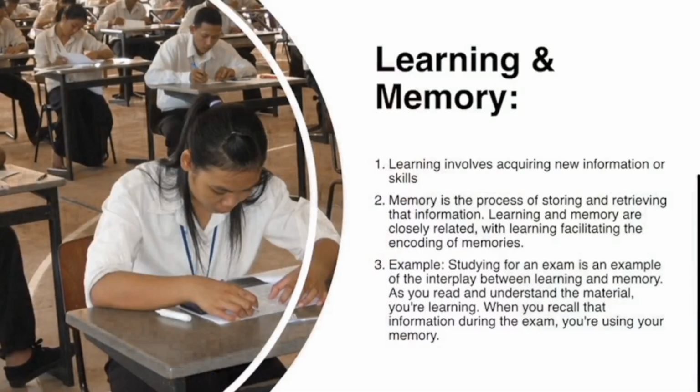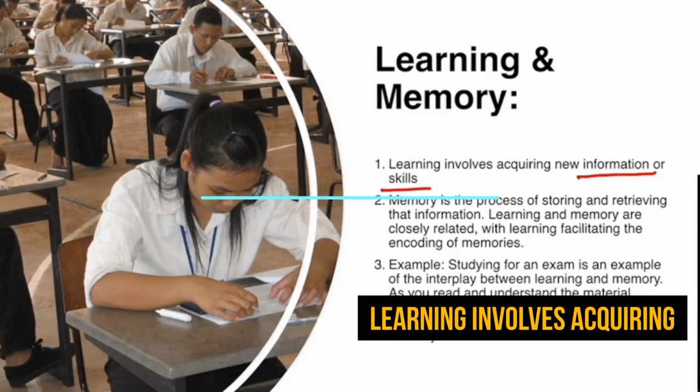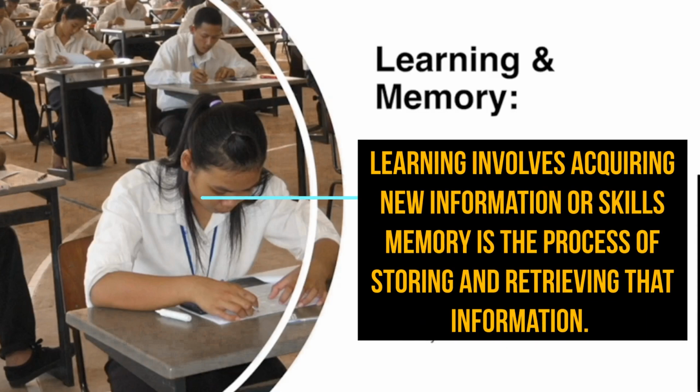Learning and memory are interrelated. You learn or acquire new information or skills. So that is the learning. Learning a textbook, learning to do some procedures, learning to examine a patient, all these are parts of learning. So it is either acquiring information or learning some skills. And what is memory? Memory is the process of storing and retrieving the information when required. And as mentioned, they are closely interrelated.